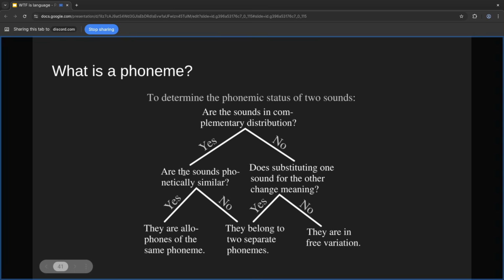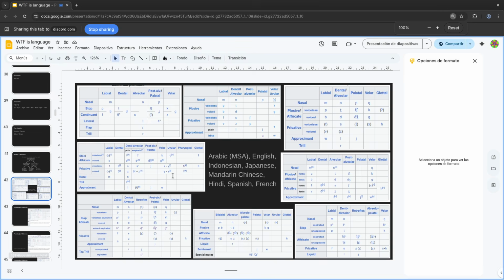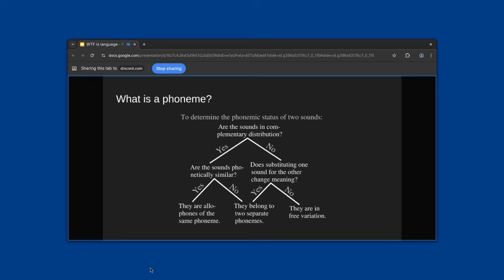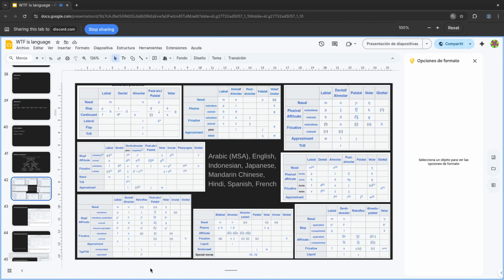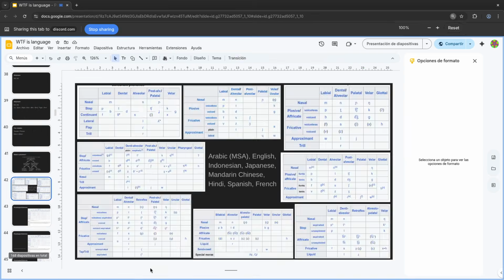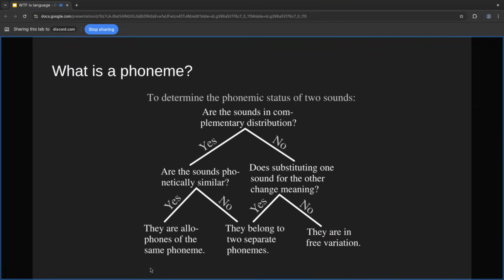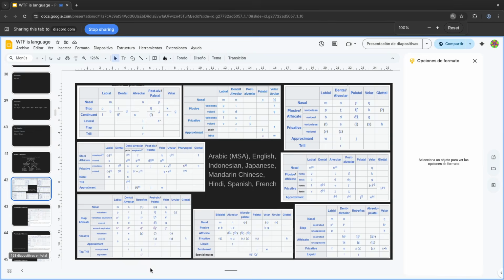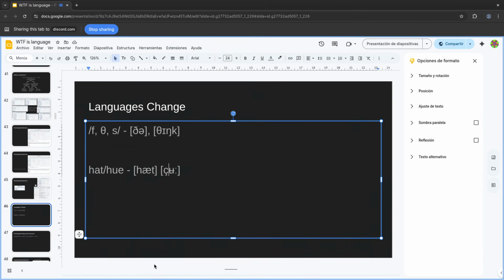hat and hue is an interesting example of one that I've heard predicted to possibly diverge in the coming future in American English. That is the H in hat and the H in hue, as in the color. If you say those two phonemes alone, they sound very different acoustically speaking, and the way that you pronounce them is very different from each other.